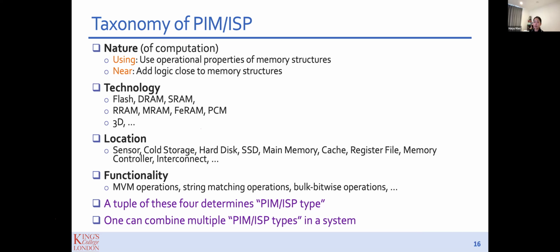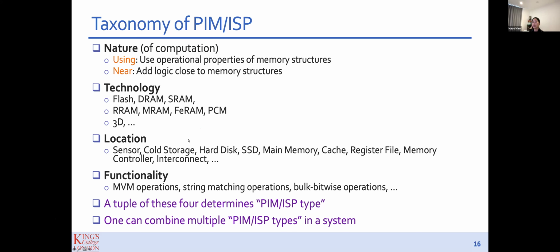And the second one is technology. We can enable them in different technologies, like processing in flash, processing using flash, and DRAM, SRAM. These are traditional memory units that we have, and there are also emerging memory technologies like RAM, MRAM, FeRAM, and PCM. And there are also new integration technologies like 3D integration, right? So basically, the second important thing for the PIM and ISP is technologies.